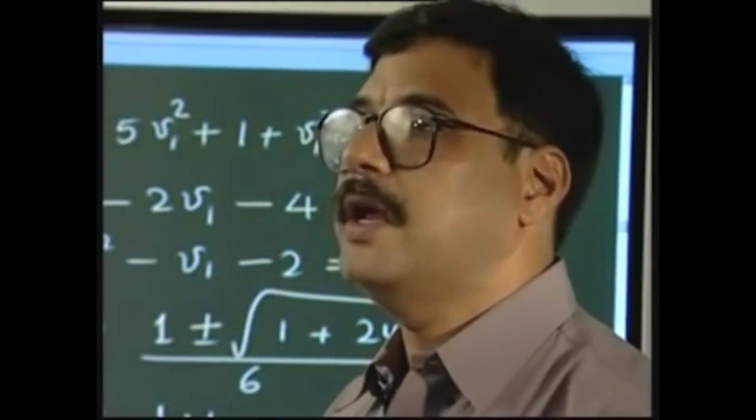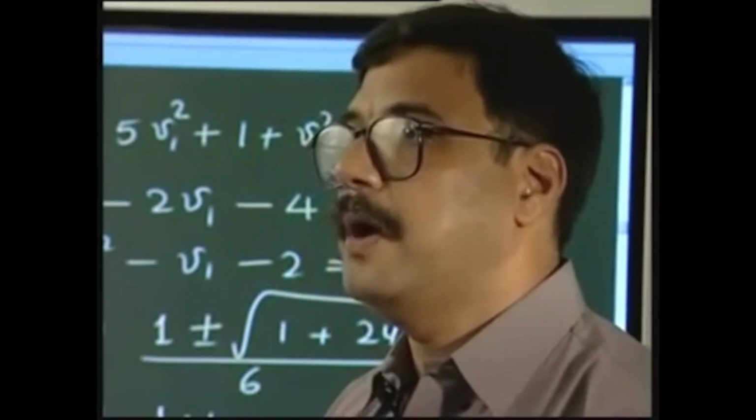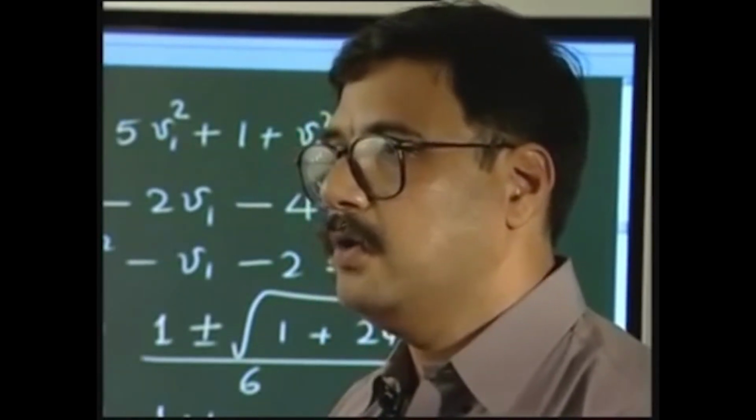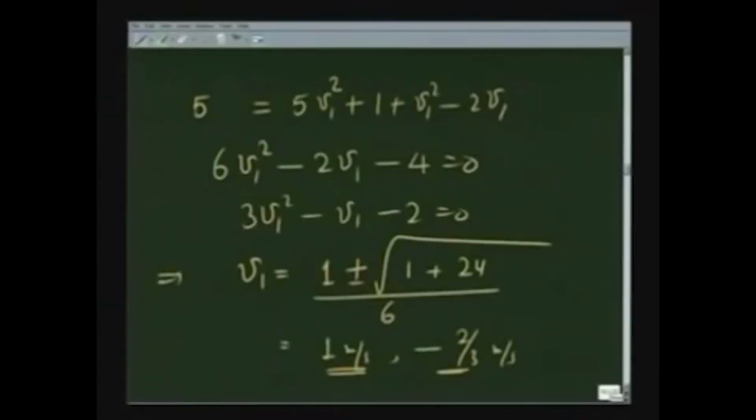This is a trivial solution, as if the collision did not take place, and this is the solution of interest, in which particle 1 hits particle 2 and goes back with this much velocity. So I get v1 is equal to minus 2/3 meters per second, and if you recall, I had 1 equals v1 plus 5 v2, and this gives me 5 v2 is equal to 5/3, or v2 equals 1/3 meters per second.